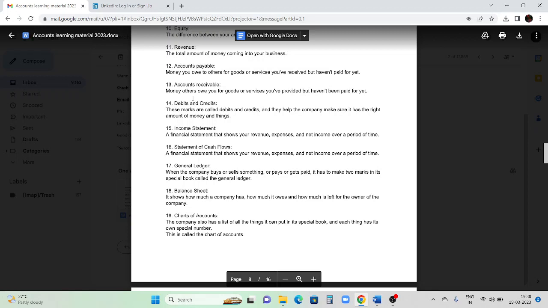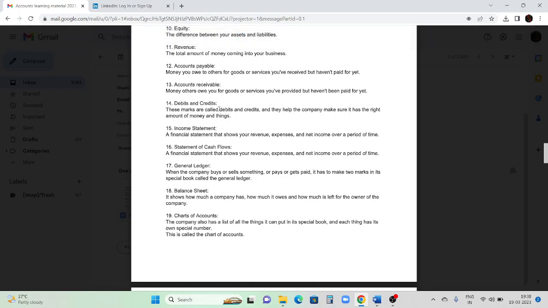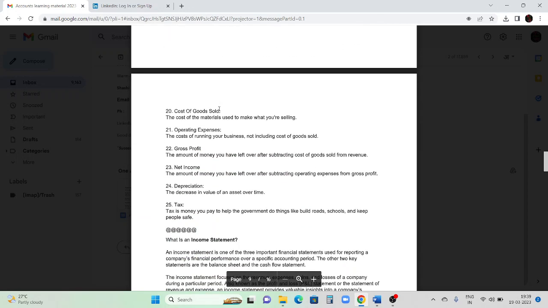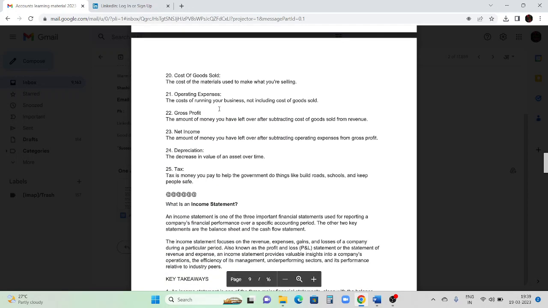I think both are repeated or what? Okay. Debit and credit: these marks are called debit and credit, and they help the company make sure it has the right amount of money and things. General ledger: when the company buys or sells something or pays or gets paid, it has to make two marks in its special book called the general ledger. Balance sheet: it shows how much a company has, how much it owes, and how much is left for the owner of the company. Then for COGS, they have explained gross profit.